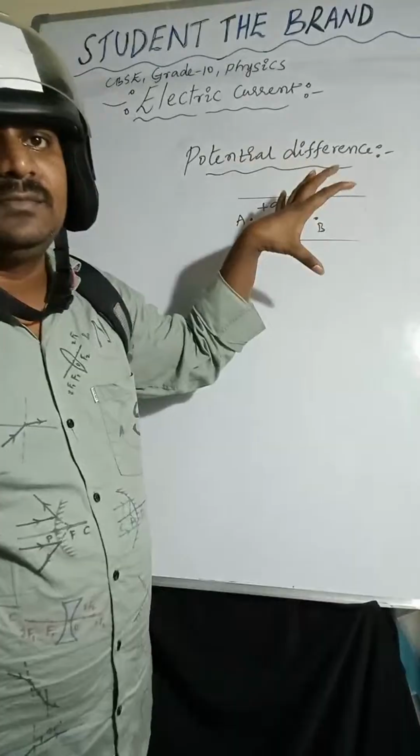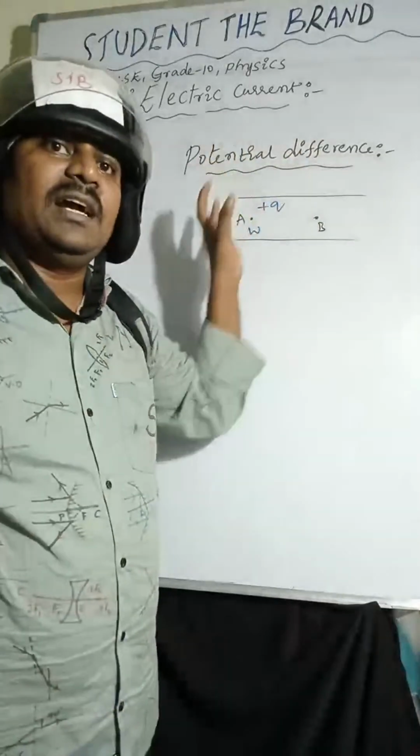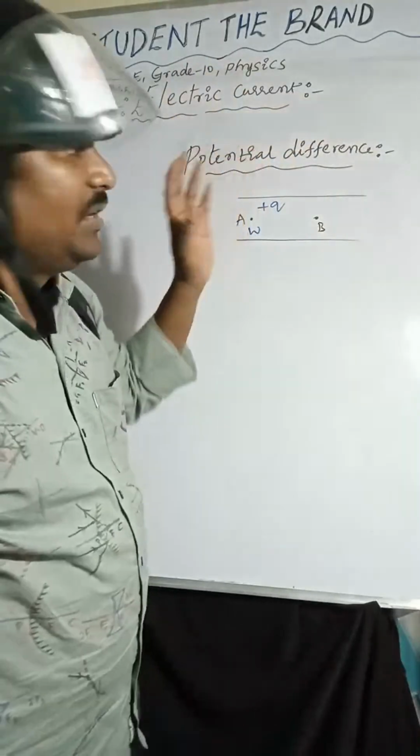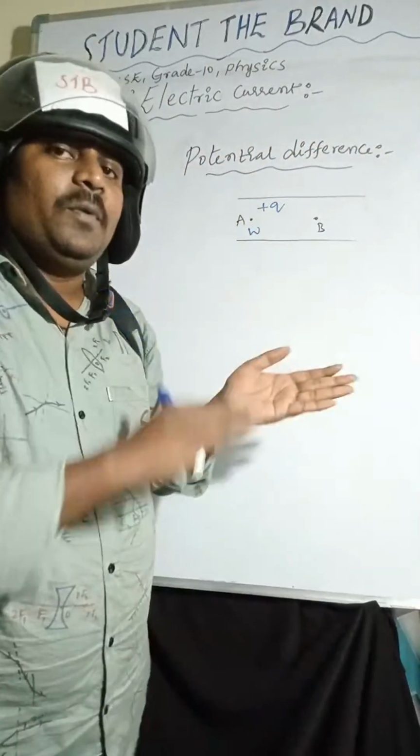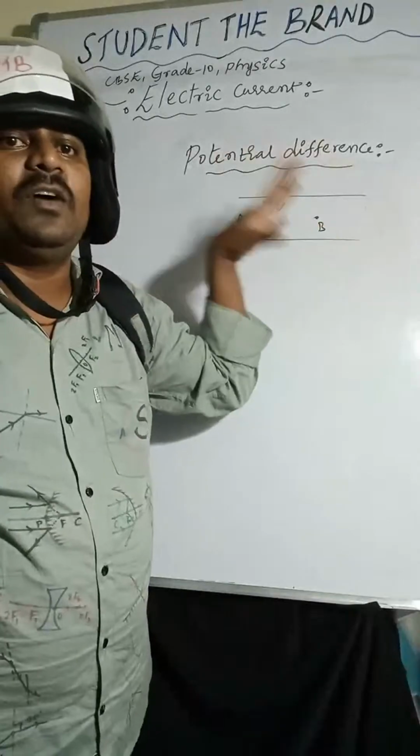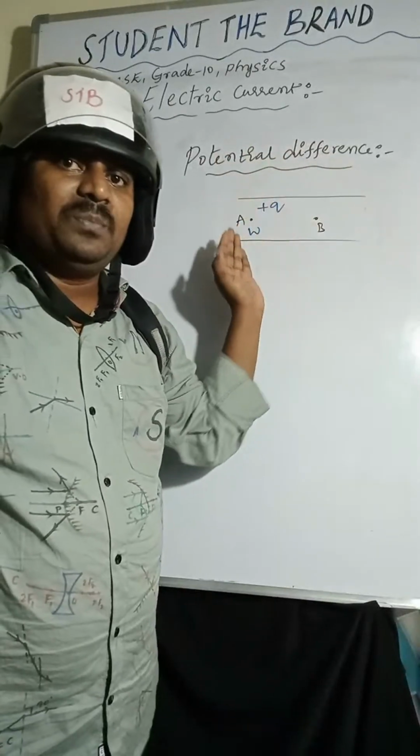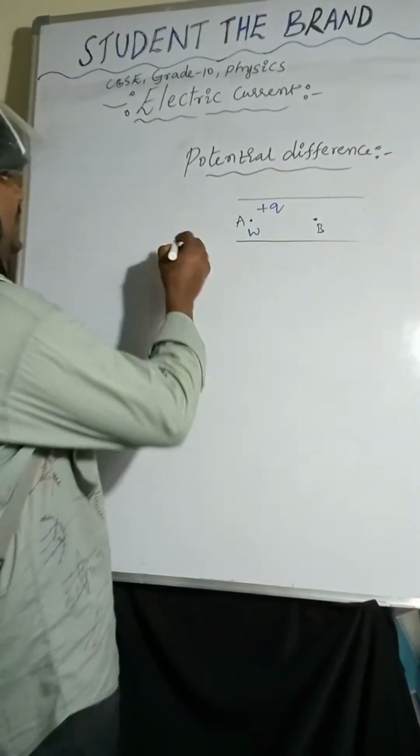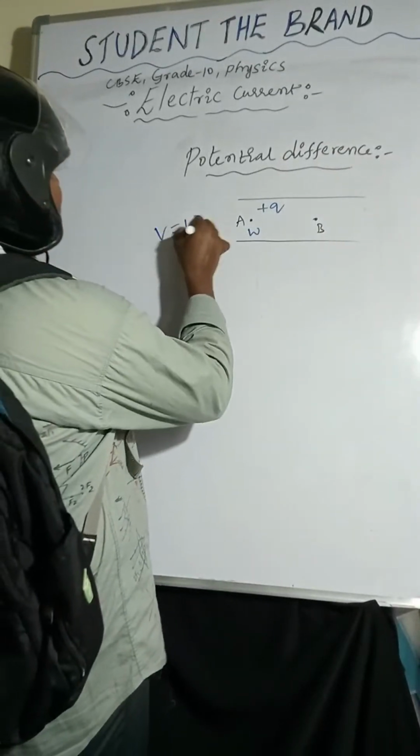Within the conductor. Very, very important. Within the conductor, if you are doing that, that is a potential difference. Work done to bring a unit positive charge from one point to another point within the conductor is called potential difference. So that is V equals W by Q.